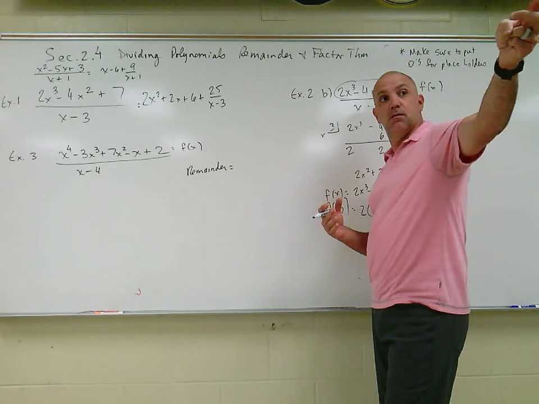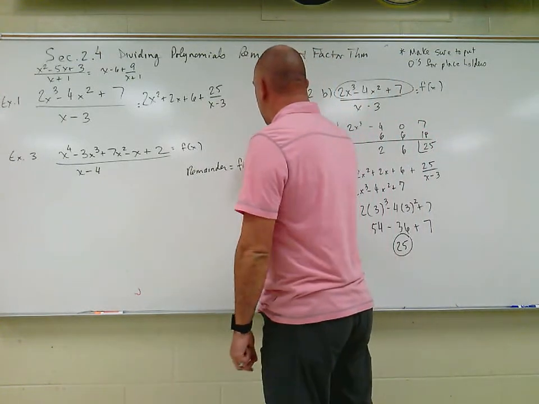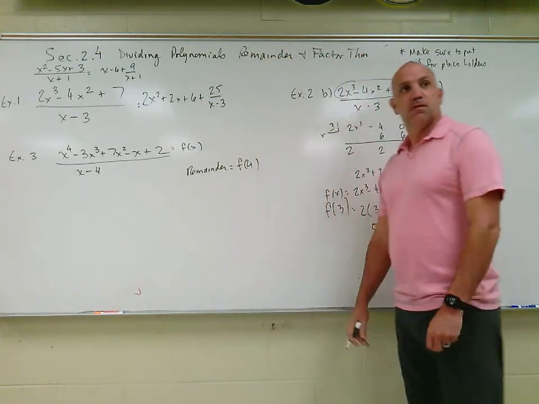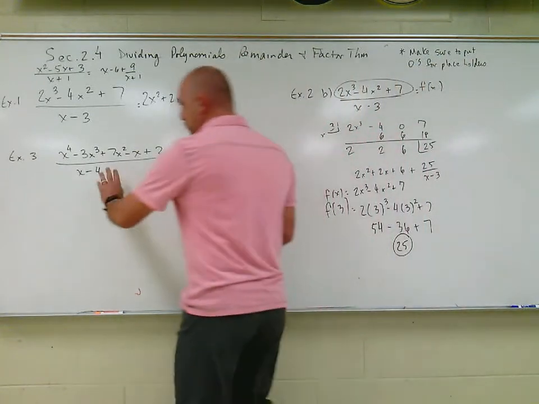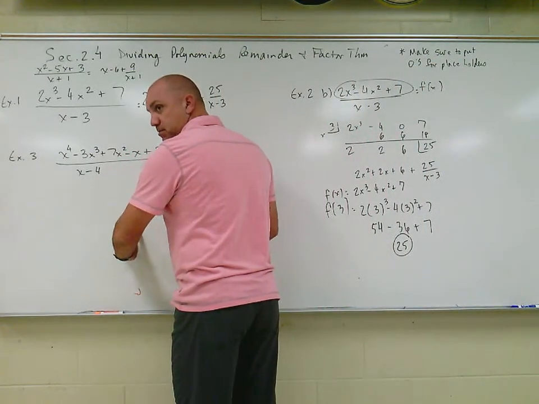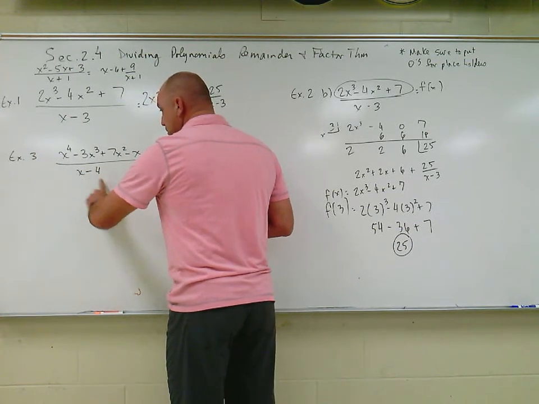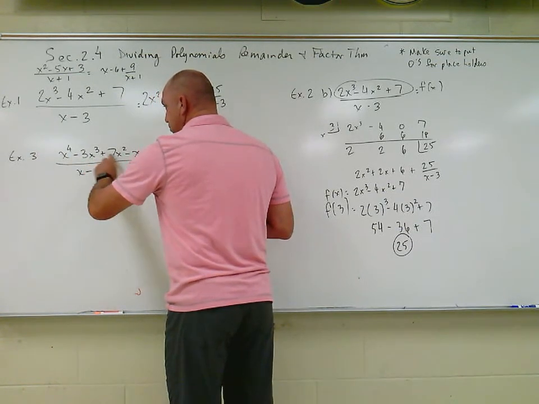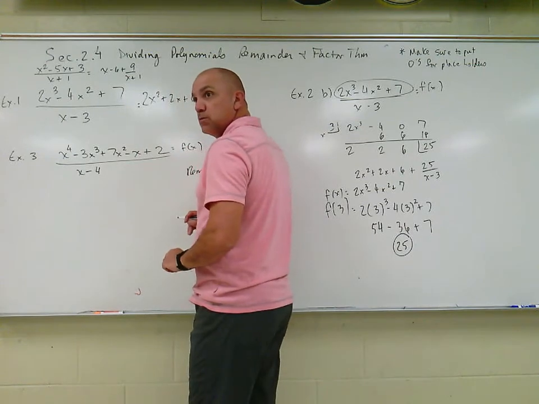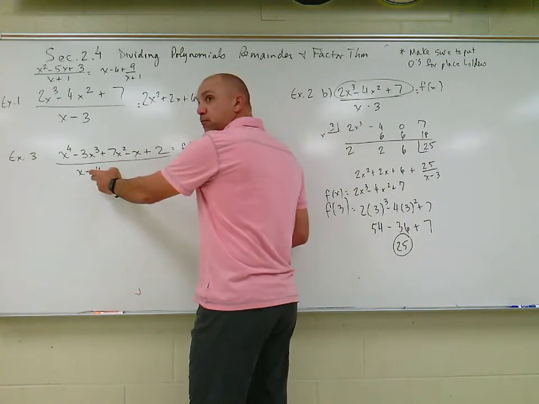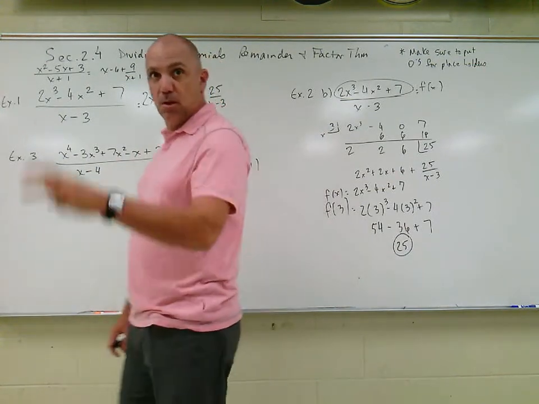What's that? F of 4. That is exactly right. That is a theorem in math. Because we know 4 is what we're going to put outside of our synthetic division. We would use 4. The remainder is always the same as if you had subbed in a 4. So your remainder is always f of whatever you do your division. We'll double check in a second.